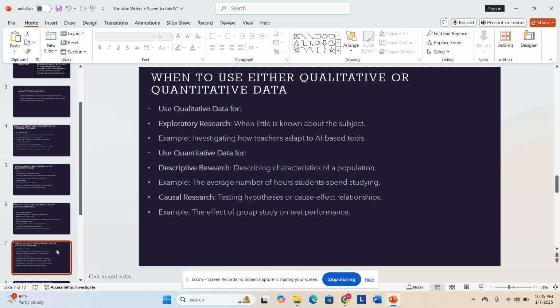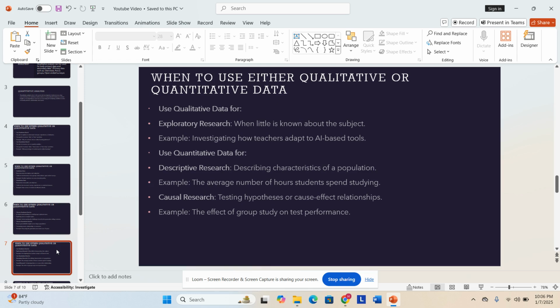Now, this example here might not be the very best example, but it gives an idea. Investigating how teachers adapt to AI-based tools. Now, AI, especially generative AI, is relatively new in the academic space. So there is that struggle between teachers adapting to it or rejecting it. So now, if there is a research on investigating how teachers adapt to AI-based tools, it is best done using qualitative data. You want to conduct an interview to really hear from the teachers that are either adapting or rejecting it.